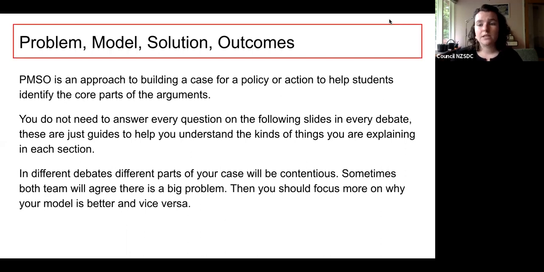again, it's not a rule that this is the way that you have to debate, but this is a framework that we find really helpful for thinking about how to build cases for debating. It's called PMSO: Problem, Model, Solution, Outcomes. I'm going to explain each of those different things, but basically it's a tool for thinking about how to come up with ideas for debates, how to come up with your overall reasons, how to come up with the thing that you support in the debate.